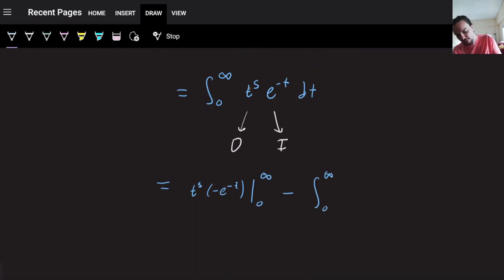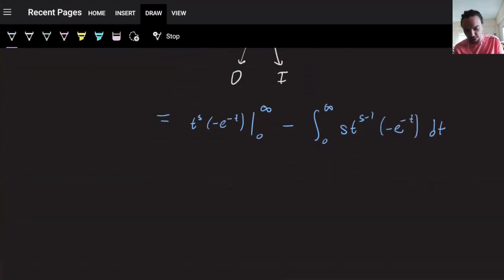So that comes from differentiating this guy. So s t to the s minus 1. Remember that s is just a constant. It's just the number that we plug into the gamma function. Okay. And then this guy is minus e to the minus t dt. All right. And now I can pull out the minus, and I can pull out the s.